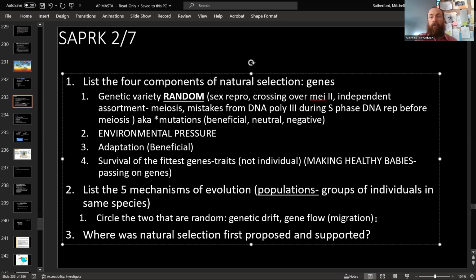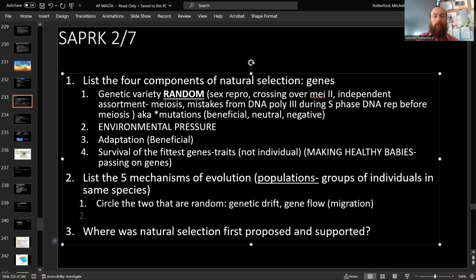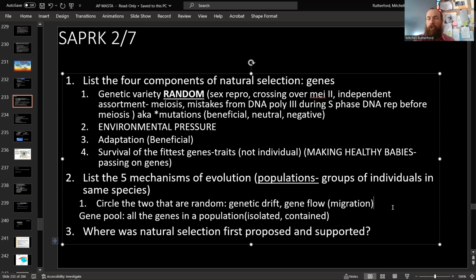But as long as they're in a different gene pool, I mean, the key vocab word that we're going to work with here is gene pool. And gene pool would be like all the genes in a population, but this population has to be isolated, or contained in some sense. That's the gene pool, the pool that holds all the genes, right?